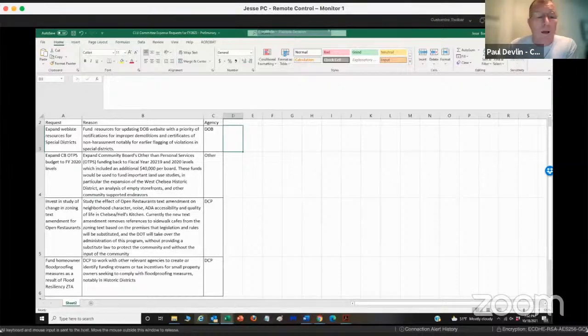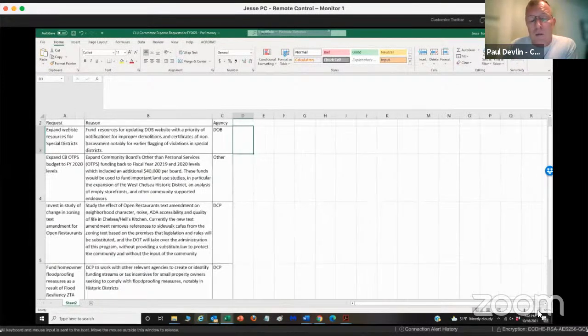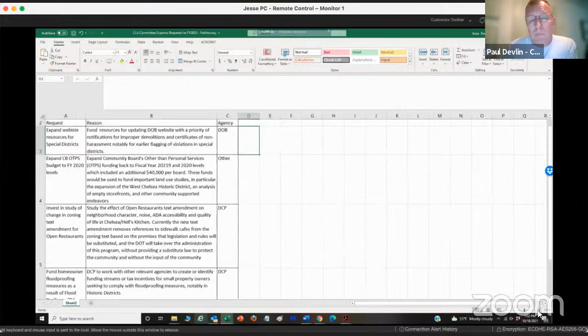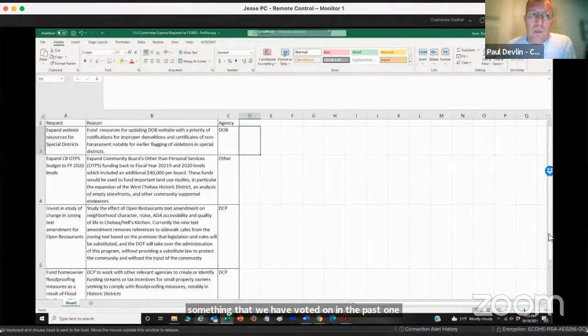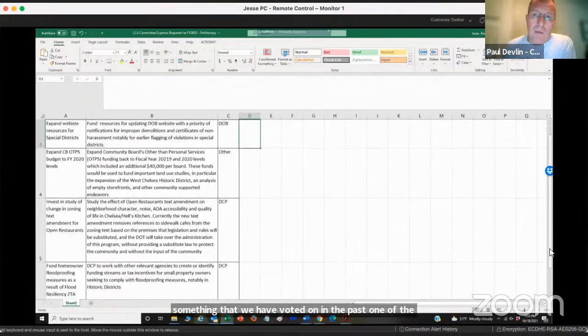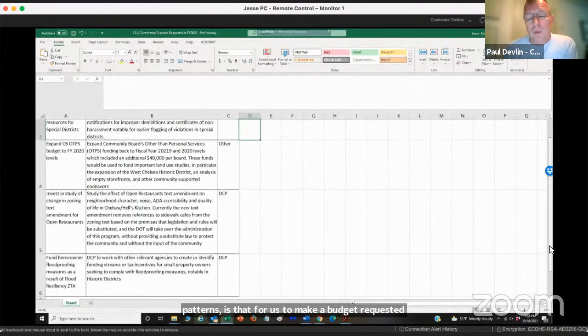So I'll just keep reading from my notes. We talked about resiliency issues, and Kit, you brought this up, and I tried to find something that we have voted on in the past. One of the patterns is that making a budget request is something we have made an issue of in the past and tried to raise.